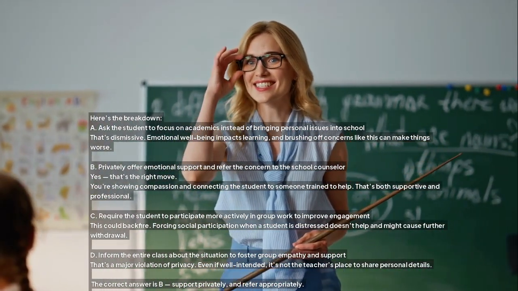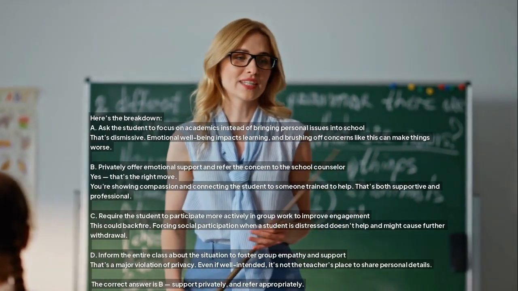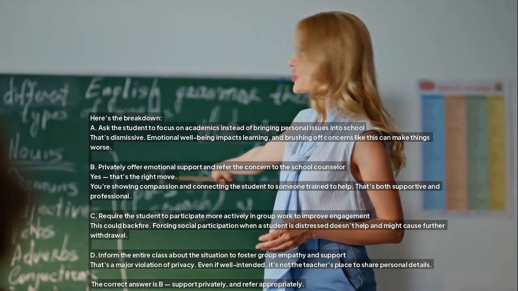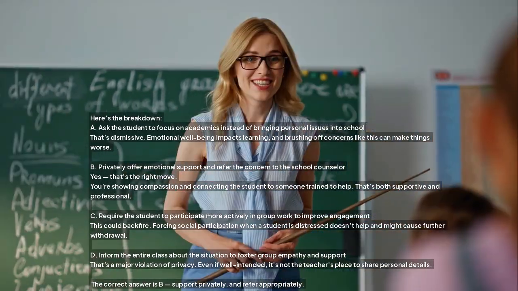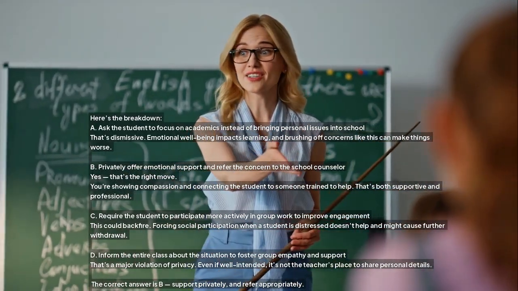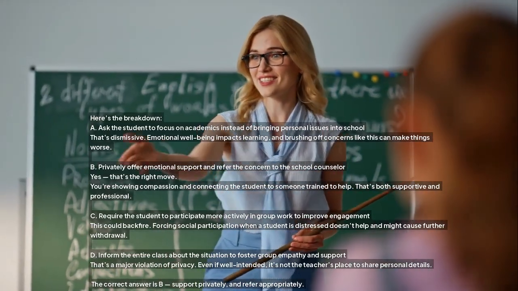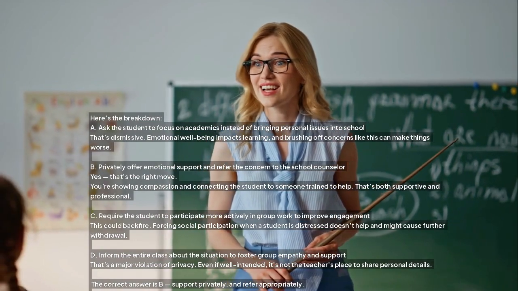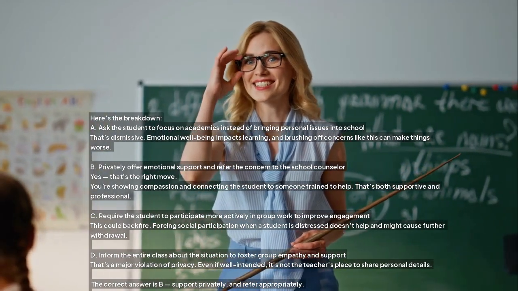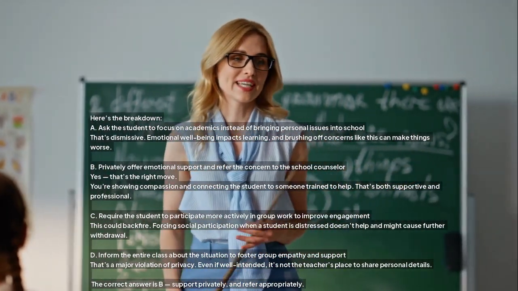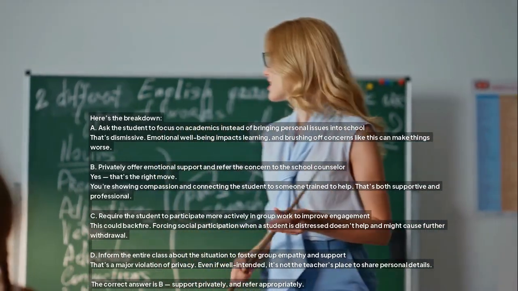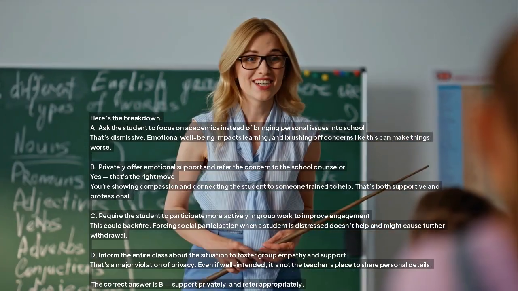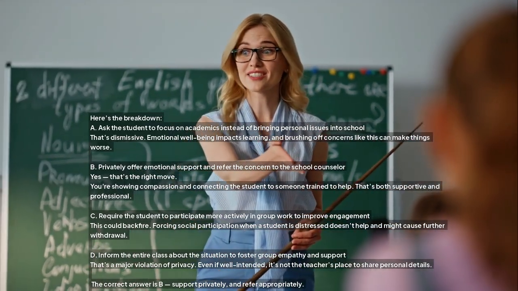C. Require the student to participate more actively in group work to improve engagement. This could backfire. Forcing social participation when a student is distressed doesn't help and might cause further withdrawal. D. Inform the entire class about the situation to foster group empathy and support. That's a major violation of privacy. Even if well-intended, it's not the teacher's place to share personal details. The correct answer is B. Support privately, and refer appropriately.